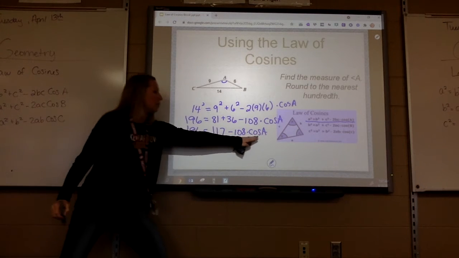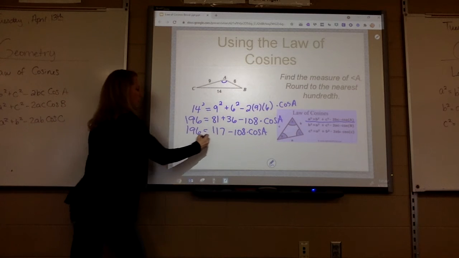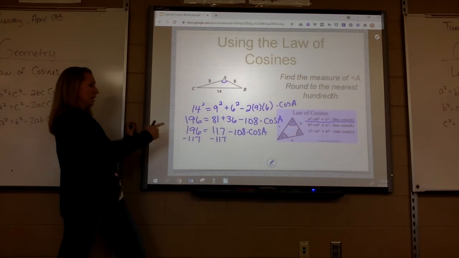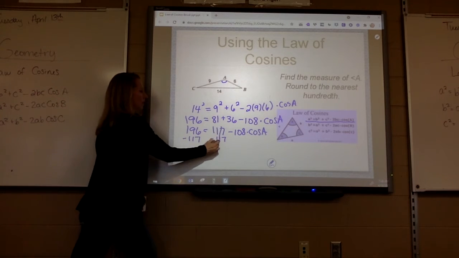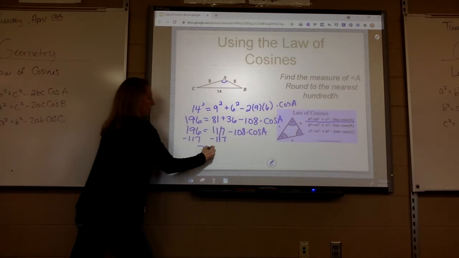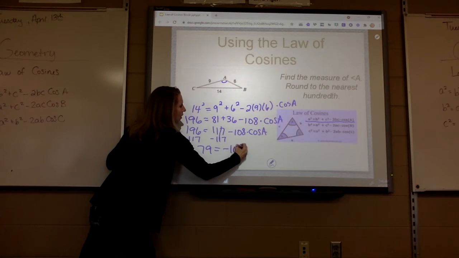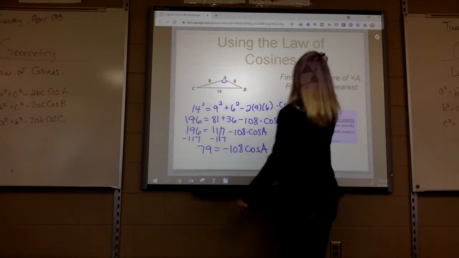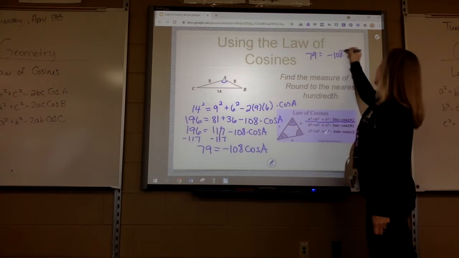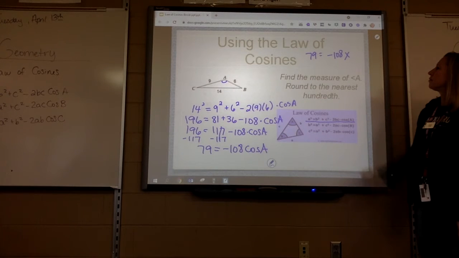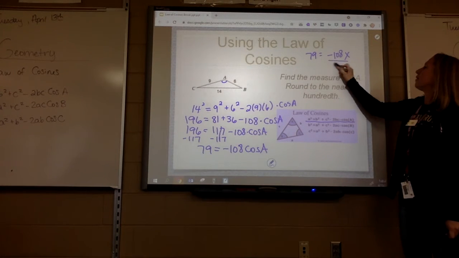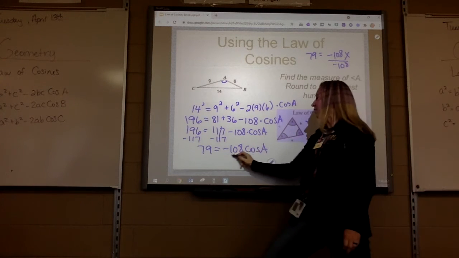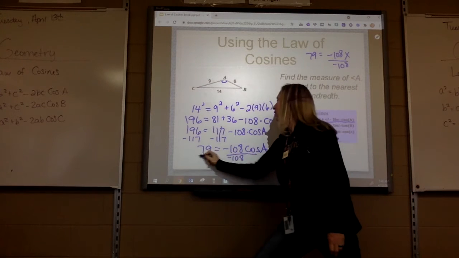Now I've still got to solve. I'm solving for cosine A. So I'm going to subtract 117 on both sides. What's 196 minus 117? 79. 79 equals negative 108 cos A. So what if I had 79 equals negative 108x? What would I do to solve that? I would divide, because these are multiplied together. So I have to do the same thing. I have to divide by negative 108.